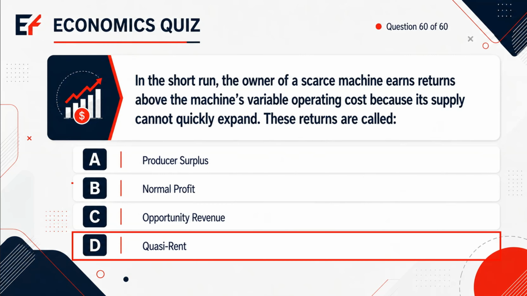Option A is incorrect because producer surplus is the difference between the price received and the minimum amount producers are willing to accept. Option B is incorrect because normal profit is the minimum return needed to keep entrepreneurial resources in their current use. Option C is incorrect because opportunity revenue is not the correct term for this type of short-run return.